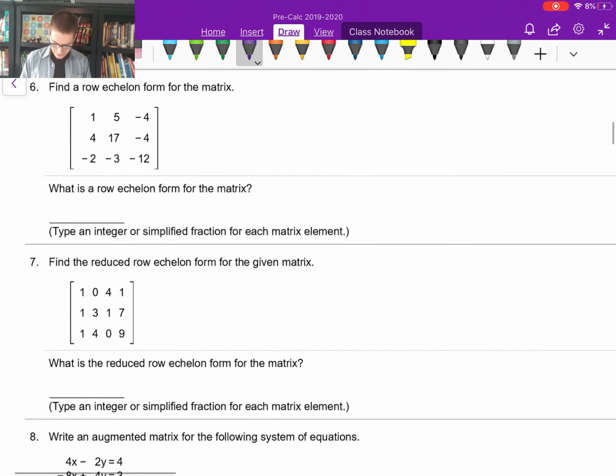All right, find a row echelon form for the matrix. What is a row echelon form for the matrix? Okay, so there's a lot of solutions again for this one. There's more than one way you could answer this, and there's more than one possible answer. But we'll find one of them together, and to do that, we'll just do the operations from before.